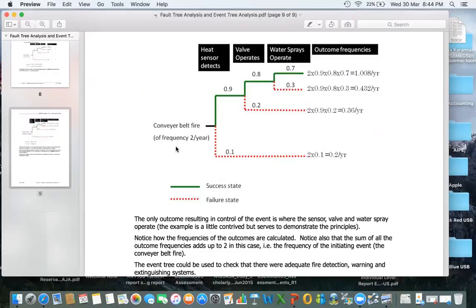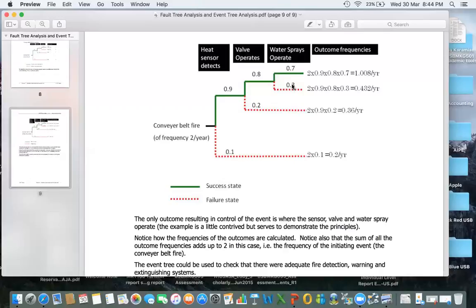Okay, and we have three systems here: heat sensor detects, valve operates, and the other one is water sprays operate. The chance for this to be successful is 90 and 10%. Right, so 10% of the chance is failure. And again, in terms of valve operates, we also estimate the probability being 80 and 20, let's say, based on research, based on our experience, and 70 to 30.